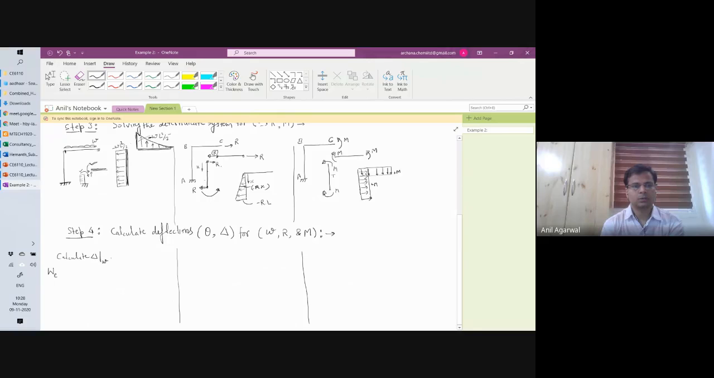Okay, so external work. What was the definition of external work that we were using? External work is the work done by the virtual load while the real loads are being applied.